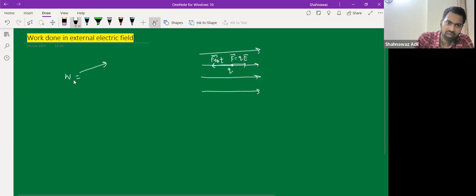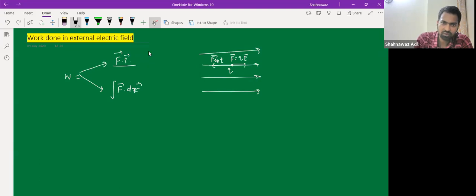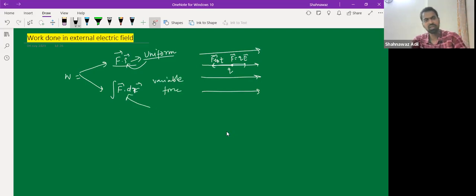Right. So we have two kinds of work. One is F dot S, and the other one is the integral of F dot dr. For a uniform or constant force, we use this, and for a variable force, we use this, right, guys?